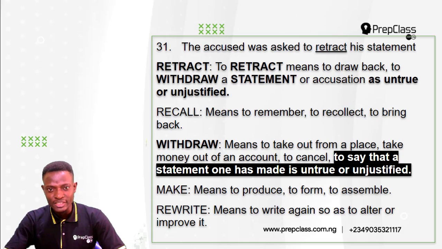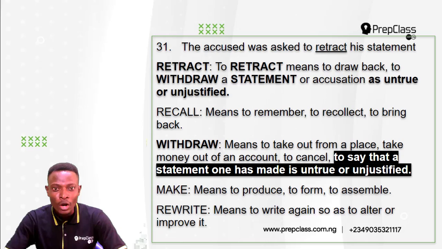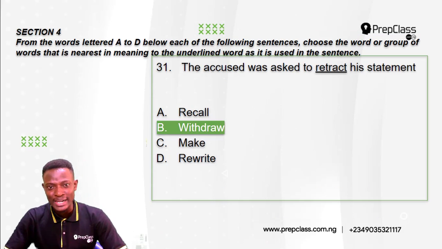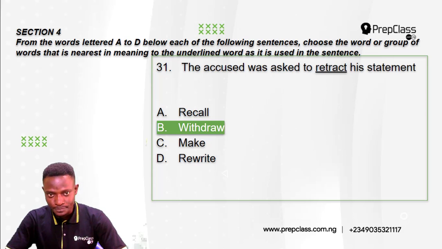Now, looking at what we have on the screen, the nearest in meaning to retract is withdraw. Because when we look at the definition of retract, it means to withdraw a statement or accusation as untrue or unjustified. One of the meanings of withdraw also means to say that a statement one has made is untrue or unjustified. The accused was asked to withdraw his statement, take his statement back, because the statement is untrue or unjustified. So, the nearest in meaning to retract is withdraw.